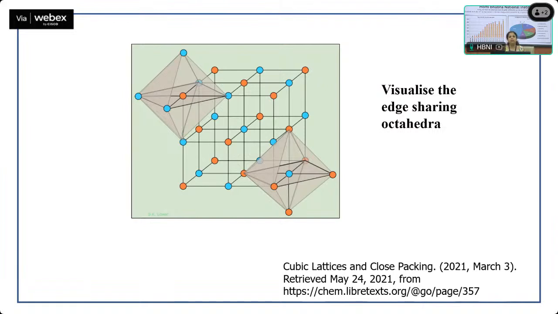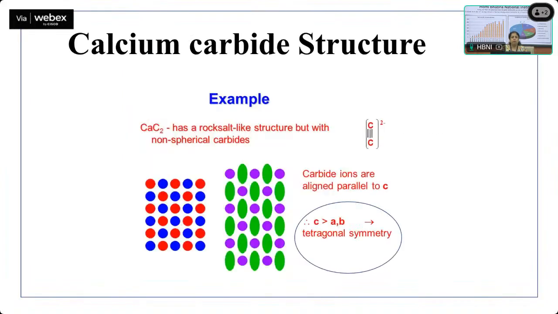Now this particular kind of strategy actually helps us to visualize a lot many things, which probably you will be able to appreciate more a little later. Calcium carbide structure. Now what happens when we twist it a little? If I talk about NaCl, AgCl, they're same. What happens when I have CaC2?